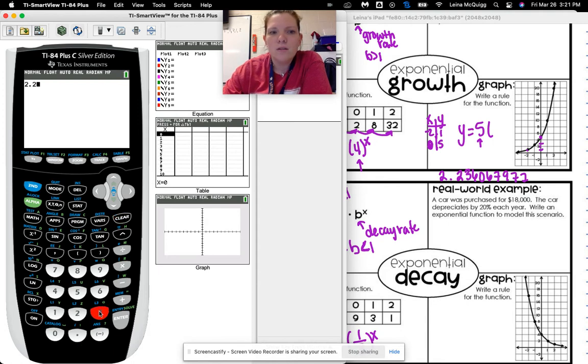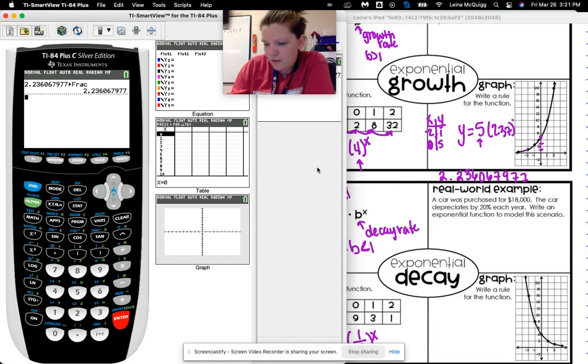Okay. 2.236067977. We're going to do math, enter, enter. And it didn't convert it. So we'll just round it. We'll say 2.37 to the power of x. This number is bigger than 1, so it is growth. Okay, so this is the rule.